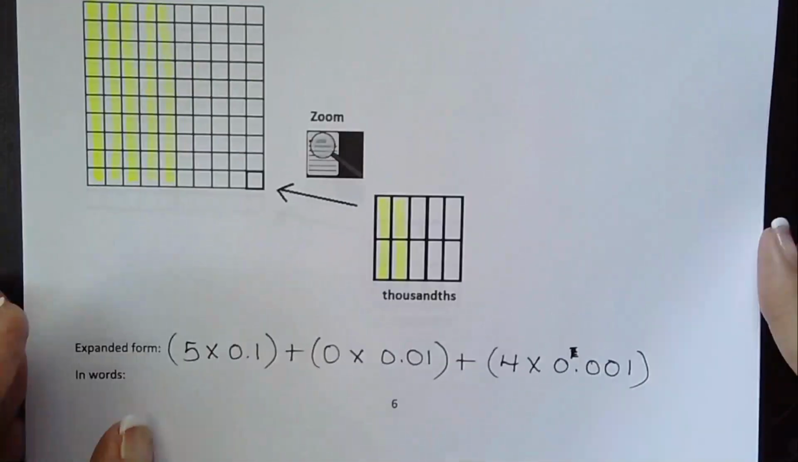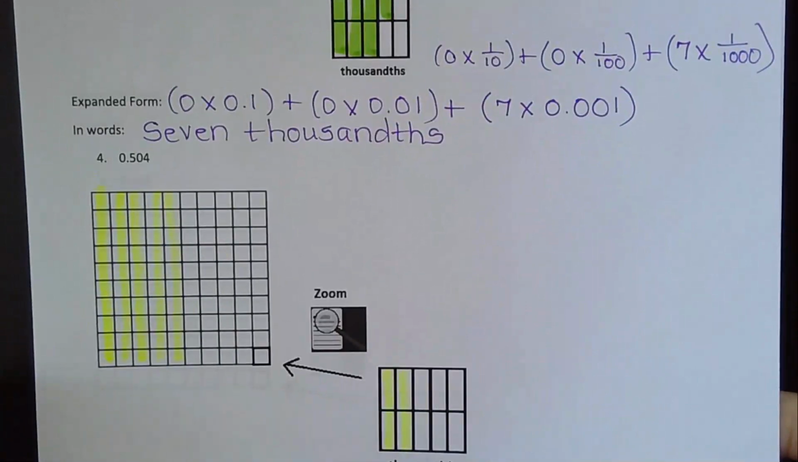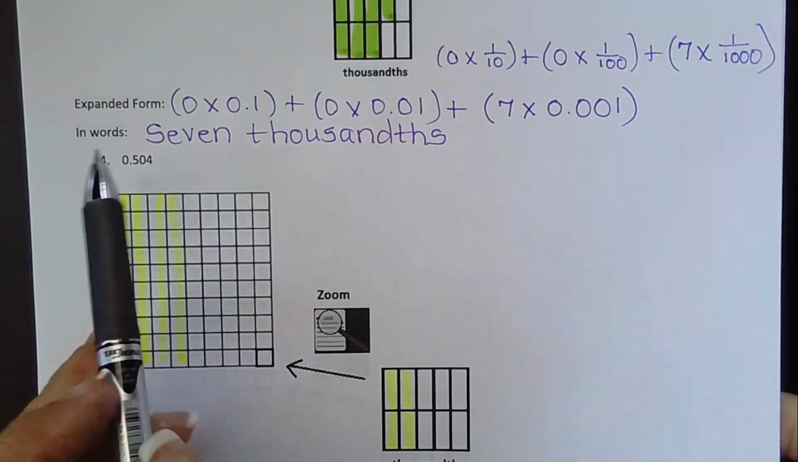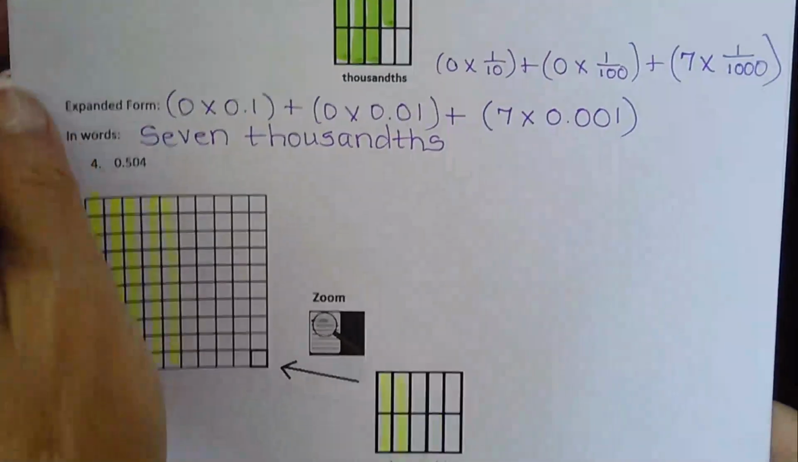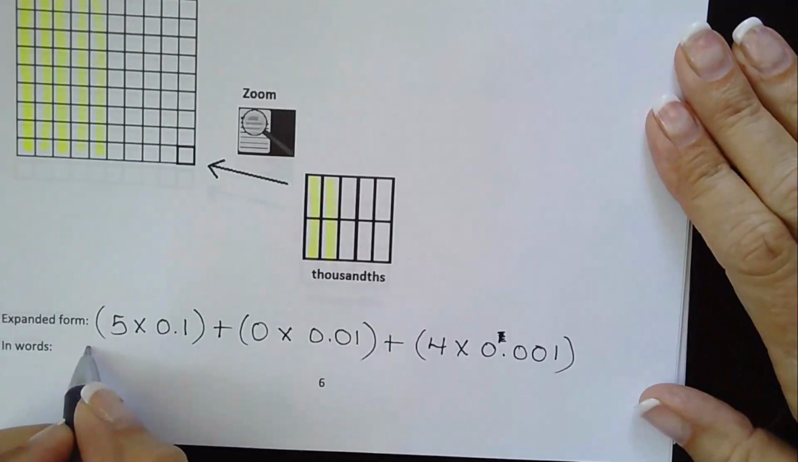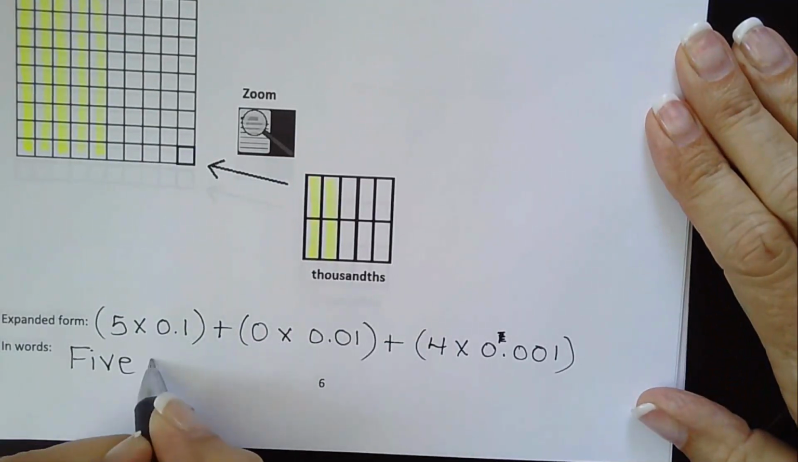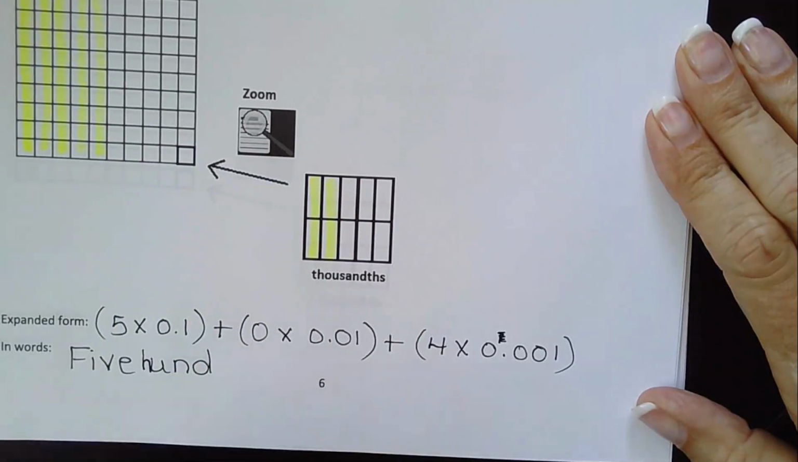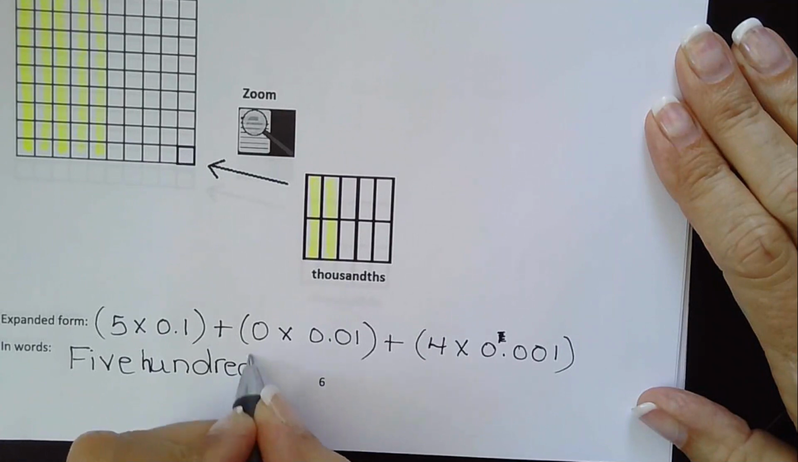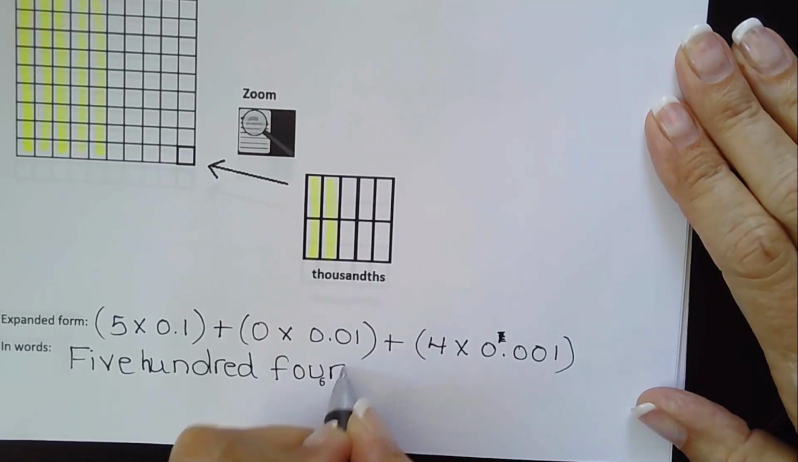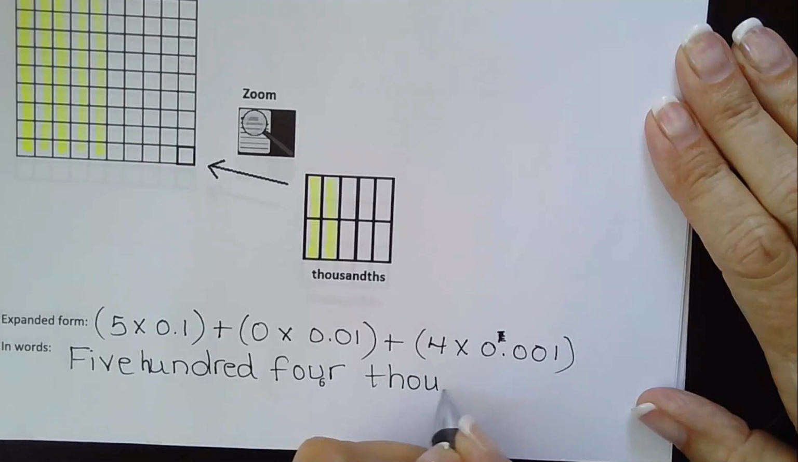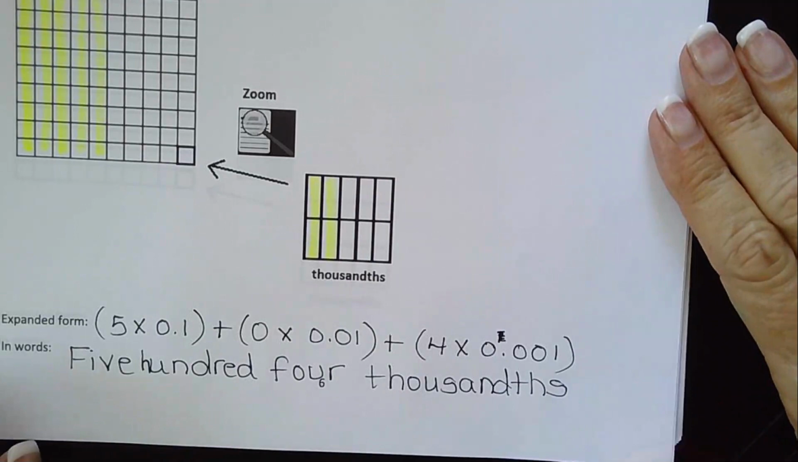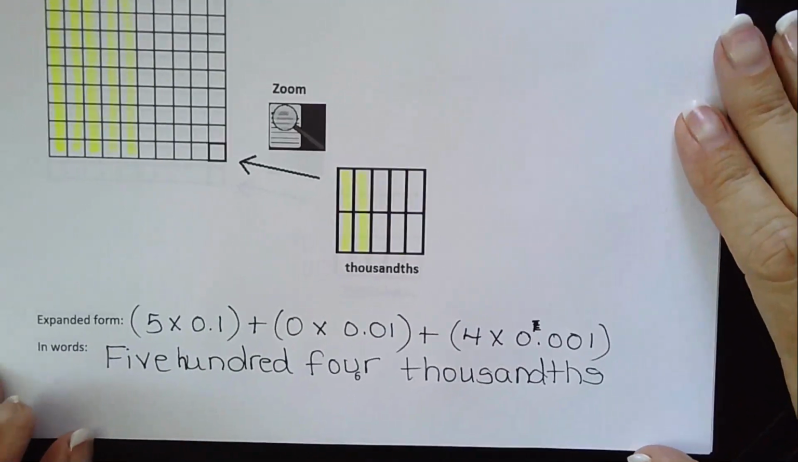In words, read the number just like you would without the decimal, 504, and then you state the place value, tenths, hundredths, thousandths. So 504 thousandths. Slow down, Norris. 504. And then spell the word thousandths with a THS. And there we have it.